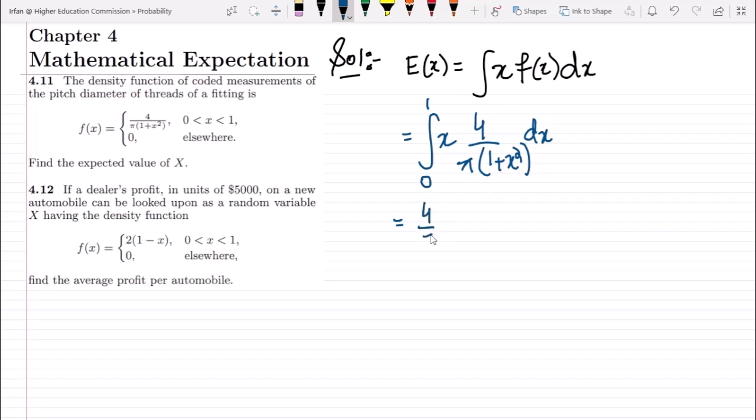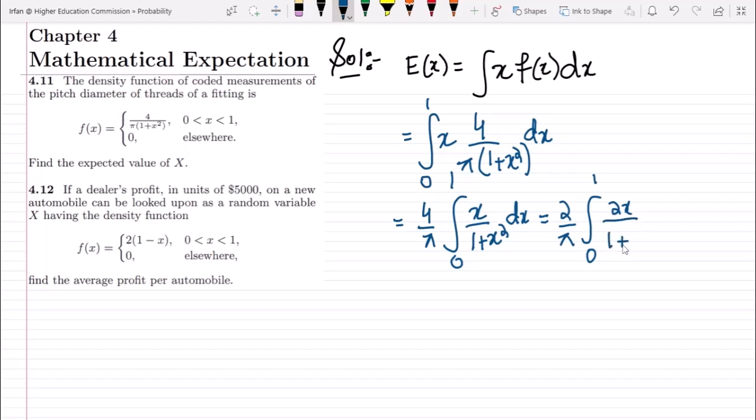So it will be 4 by pi, and here we will have x divided by 1 plus x square, from 0 to 1 dx. Or we can also write it like 2 by pi, and here we will have the integral from 0 to 1 of 2x divided by 1 plus x square dx. Why did I write it like this?